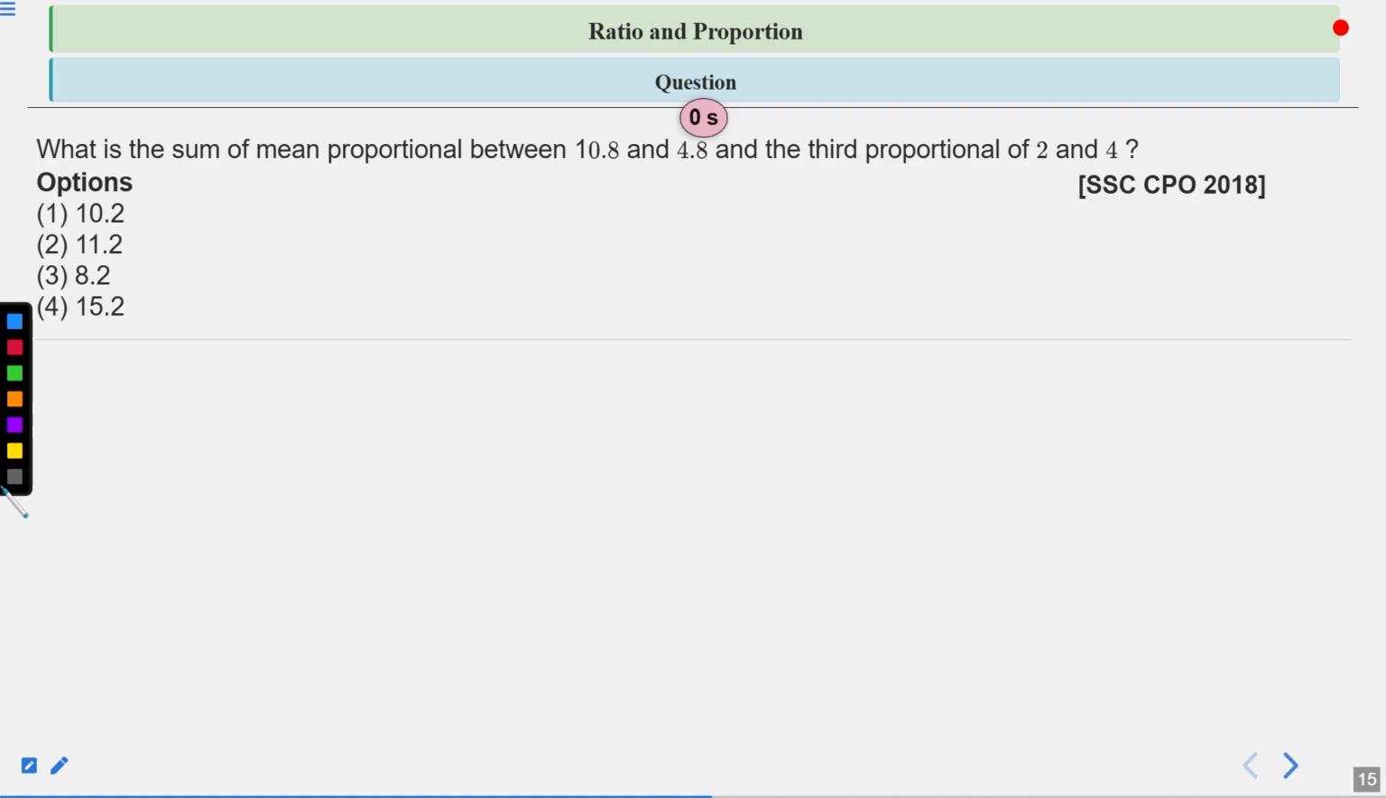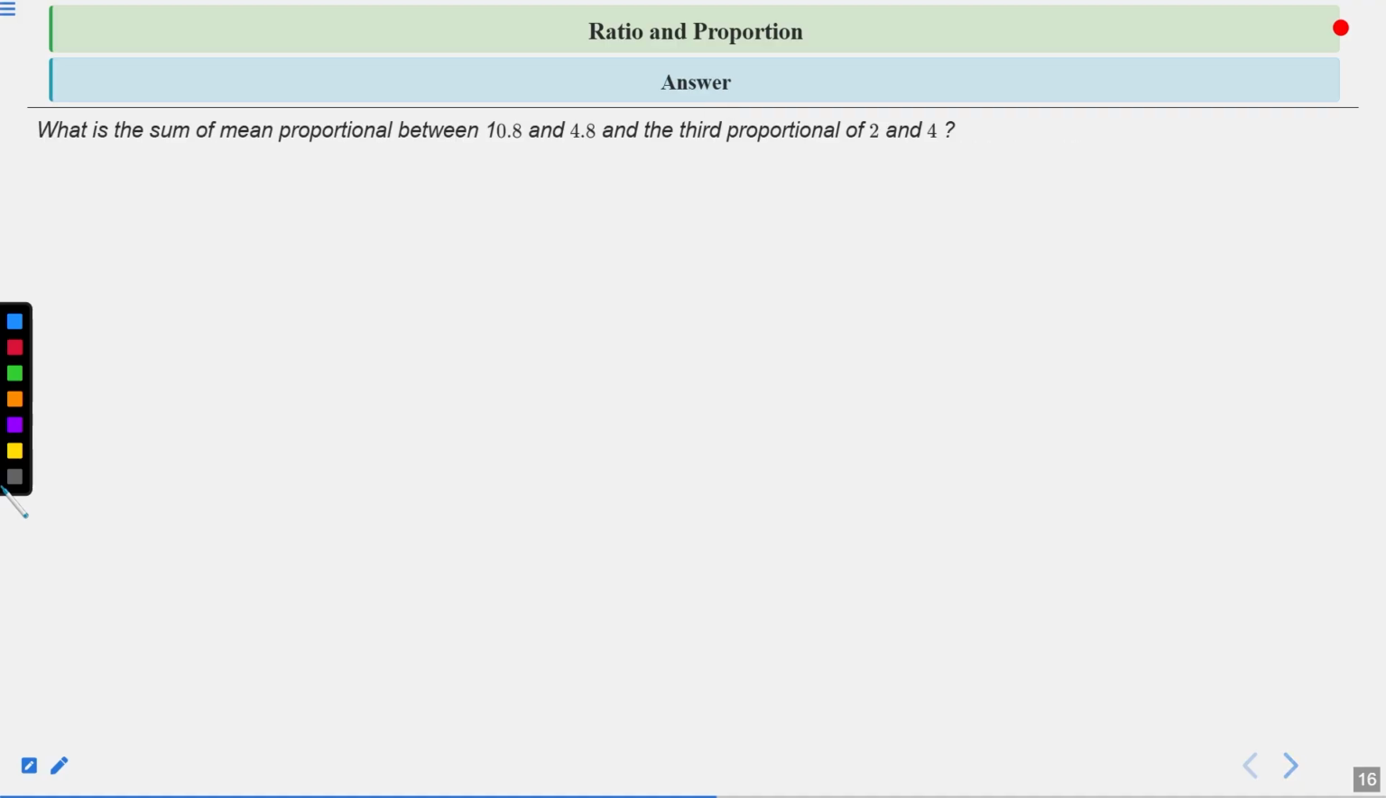Now time's up. Let's see the solution of this question. So the question is, what is the sum of mean proportional between 10.8 and 4.8 and third proportion of 2 and 4? So we can calculate it by using the formula. So the correct answer of this question is fourth one, which is 15.2. Now see the detailed solution of this question.